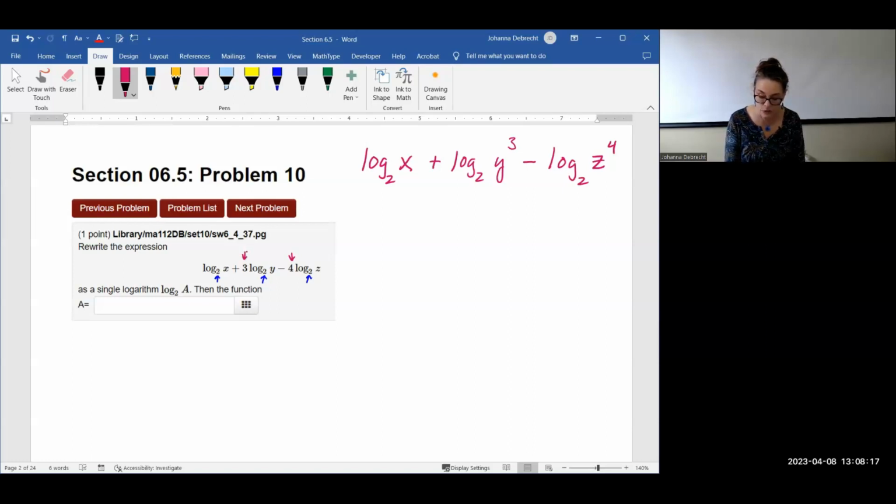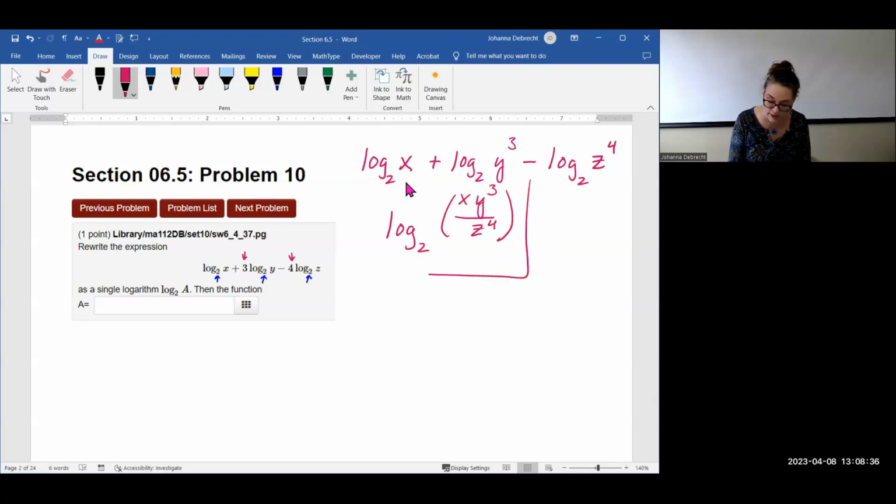All right, so when you're looking at this, notice that I have 2 logarithms here on the first and the second that are positive, and 1 logarithm that is negative. They're all log base 2, so that's going to stay the same. And then I'm going to have x times y cubed in the numerator and z to the 4th in the denominator. And this is as condensed as you can make it.